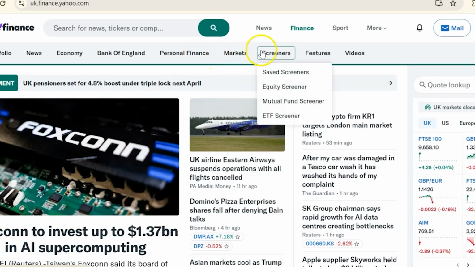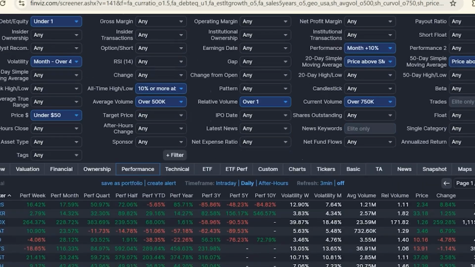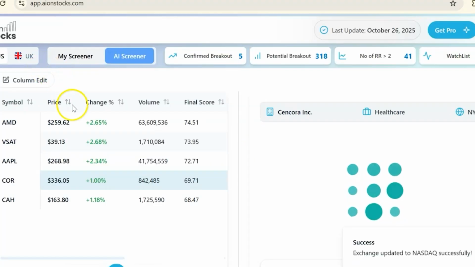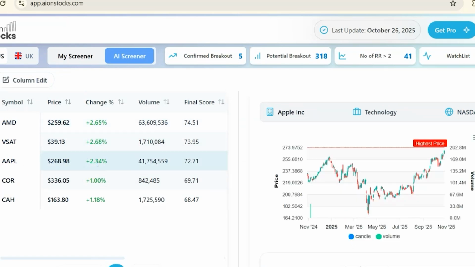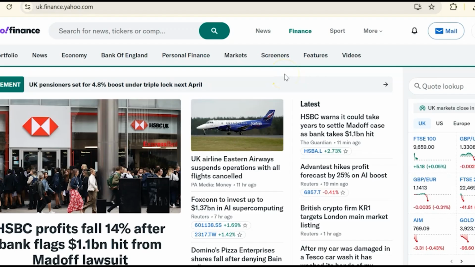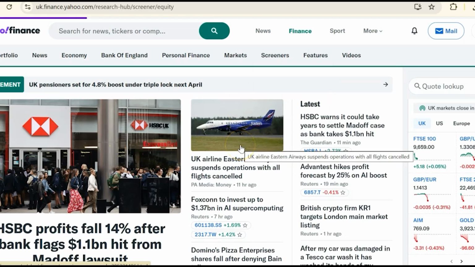Today we will compare a few of the most popular screeners, like Yahoo Finance and Finviz, and then I'll show you how AI Screener takes this to an entirely new level, using AI to spot the trades before they even show up on a chart. Okay, when you visit Yahoo Finance, you will be able to see the screener option, and is there any screener saved in your profile? You can always select the saved screener, which will open the screener that was last saved in your profile. Or else, if you're running this for the first time, equity screener is the option you will be selecting.